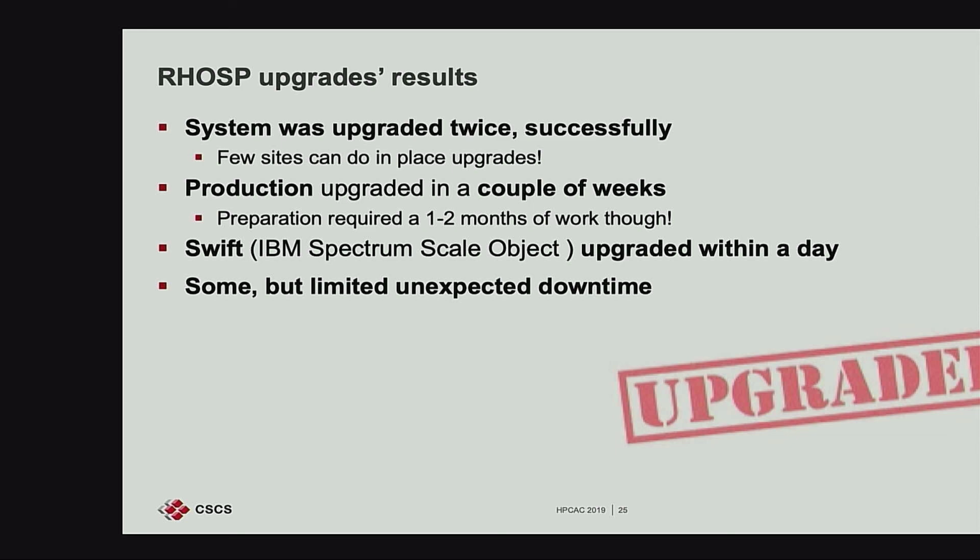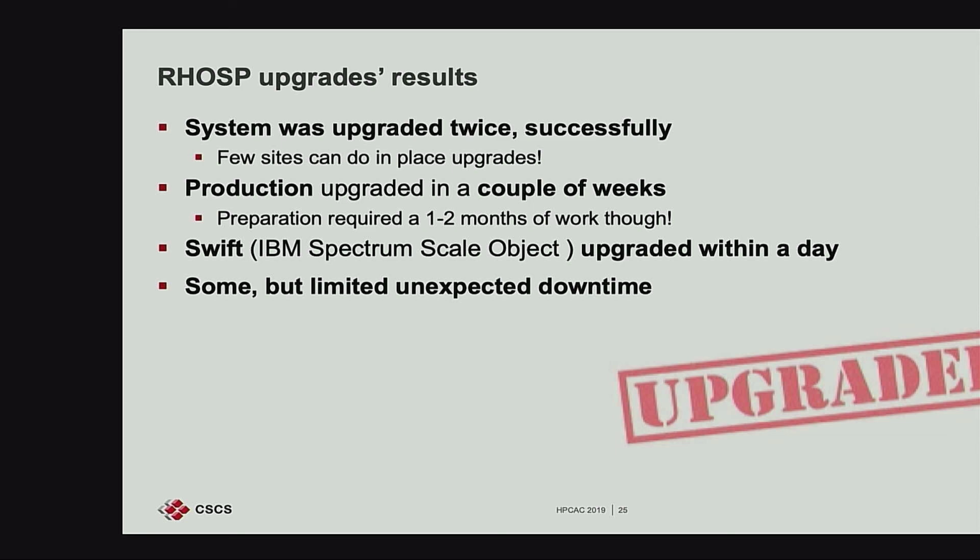So, all in all, even though we had many problems, we managed to successfully upgrade our system twice, and not many sites are able to do it in place. Many scientific sites are forced to do new deployments and migrate their workloads to the new systems every time. But this is something that we didn't want to do because it was going to be a pretty complicated operation because of all the Swift data we had and the user IDs we had to migrate and so on.